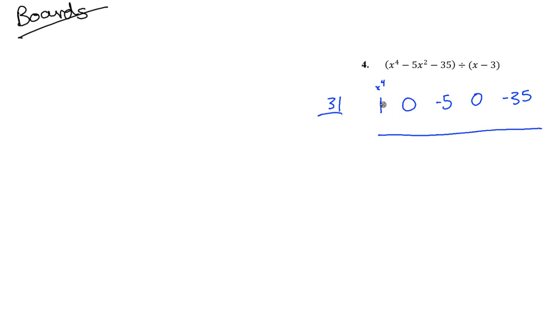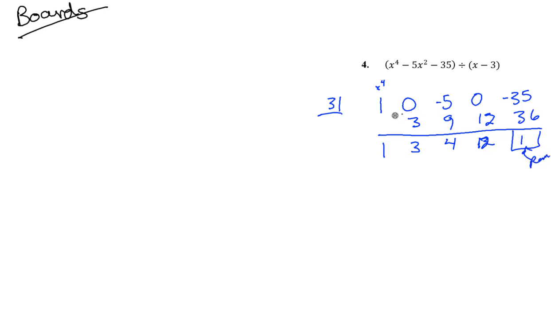All right, add straight down, we get 1. 3 times 1 is 3. 0 plus 3 is 3. 3 times 3 is 9. Negative 5 plus 9 is 4. 3 times 4 is 12. 0 plus 12 is 12. 3 times 12 is 36. Negative 35 plus 36 is 1. I put a box around that to remind me that guy is the remainder.